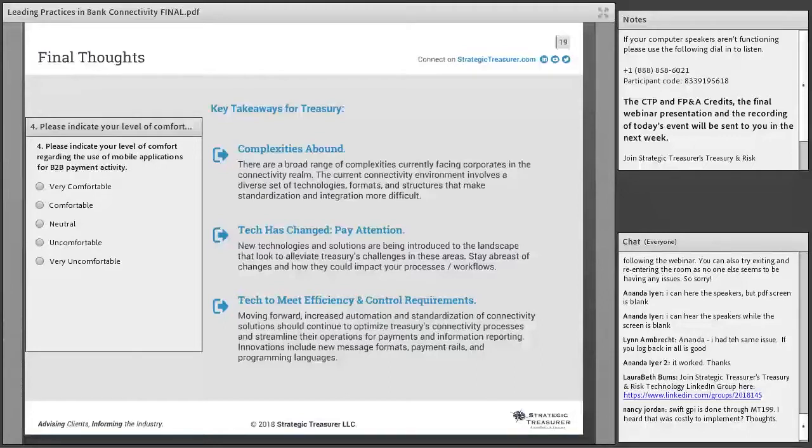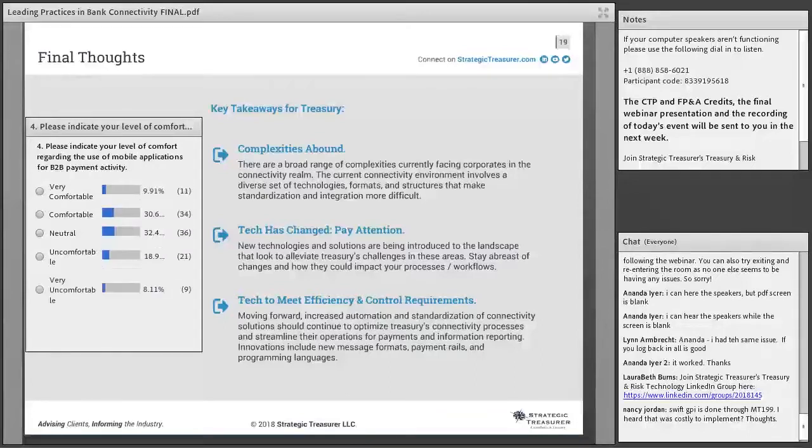Your future state, you might not be able to do all of it at once, but you want to make sure every time you're touching a payment file format, you're adding a new bank for information reporting, et cetera, you're using your future state environment, your future state format, and those activities.